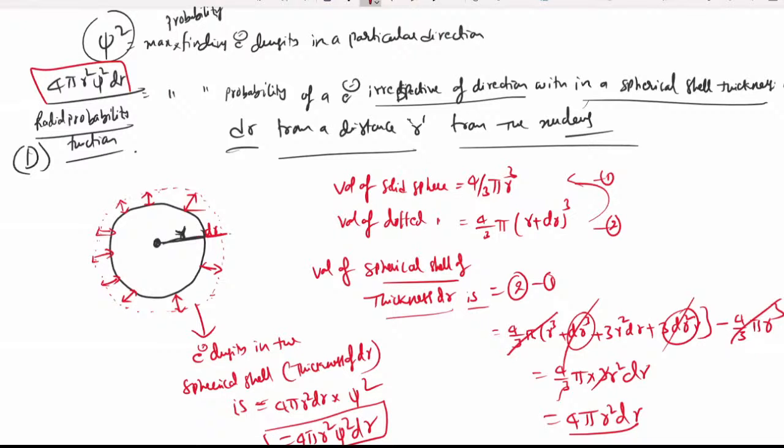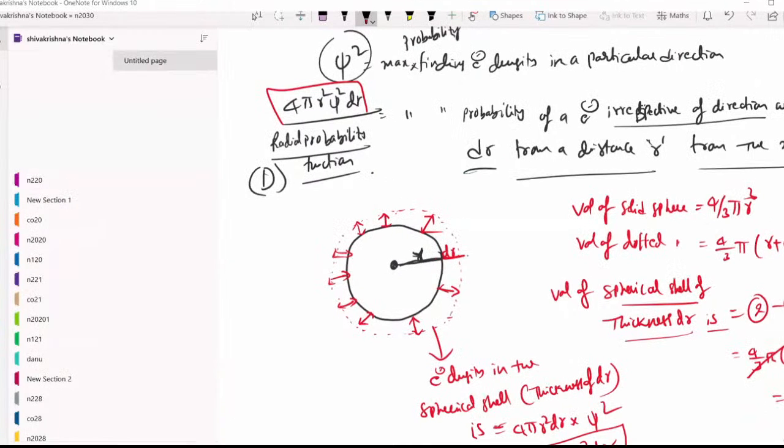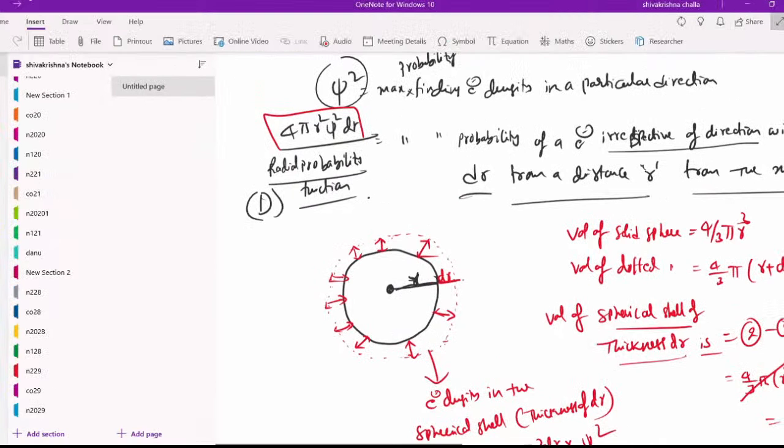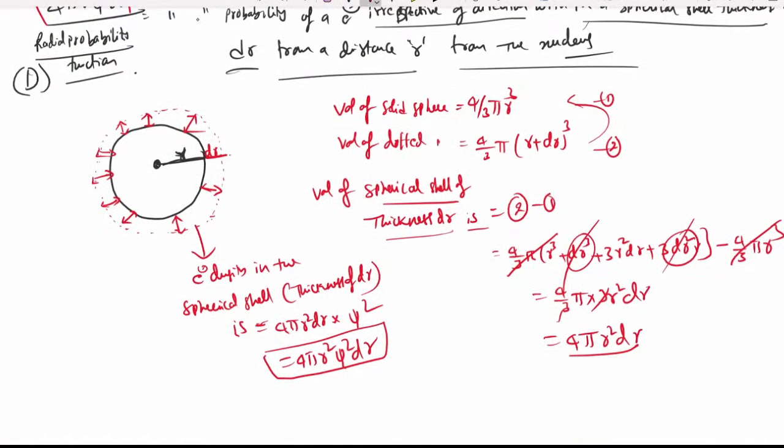Anybody having a doubt, you can ask me. Yes, students. That is the reason why you write 4 pi r square psi square dr, the radial probability function. Why do you write this value? Because we are calculating this, meaning it is not at the nucleus.